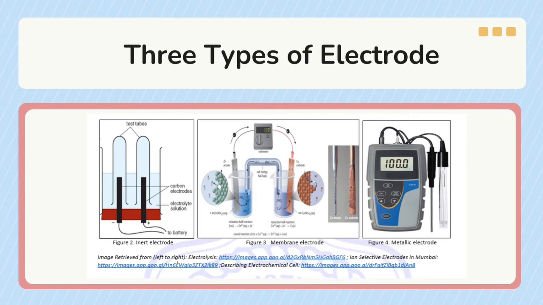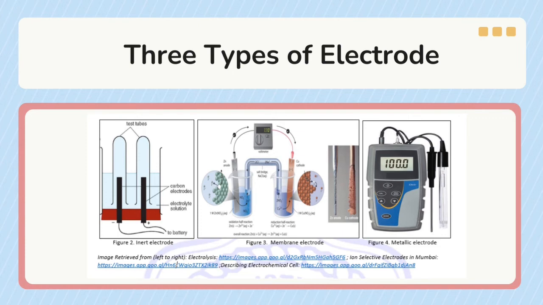Next we have the membrane electrode. This one is a specialized type of electrode. It is also called an ion electrode or ion selective electrode, or ISE. As the name implies, this type of electrode only detects electron transfer from or to a specific species. An example of ISE is a pH meter, which can only detect hydrogen ions.